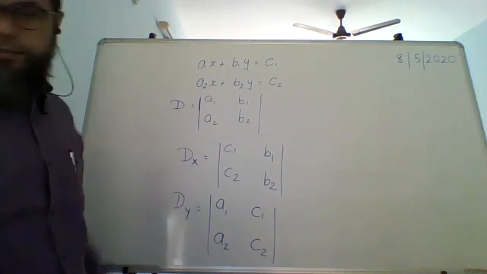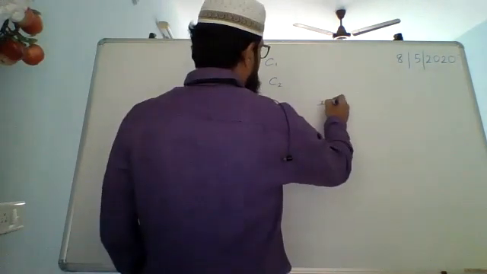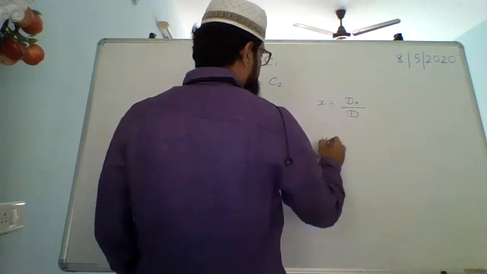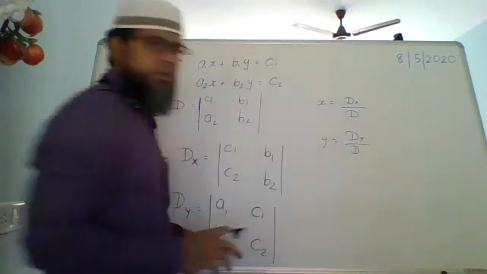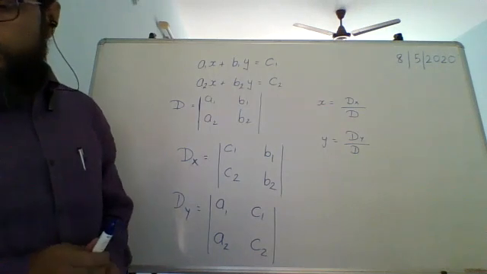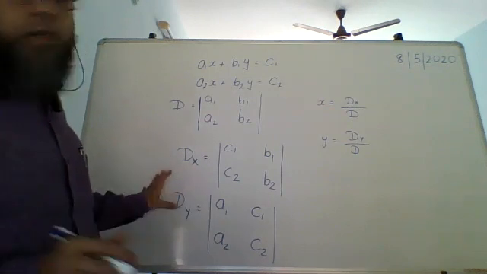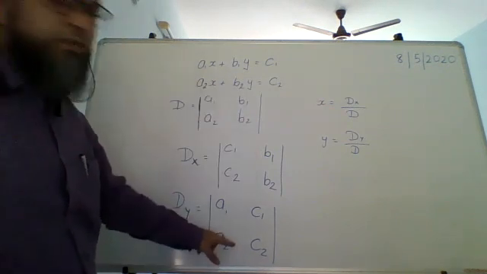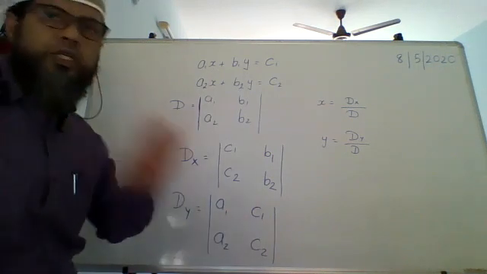Please take this down. After that, you have to find x. x is going to be nothing but dx upon d, and y is going to be dy upon d. That's it. That is all that is there in Cramer's rule. You should know how to set these up, write the values properly, and solve these determinants. There is nothing else in this.